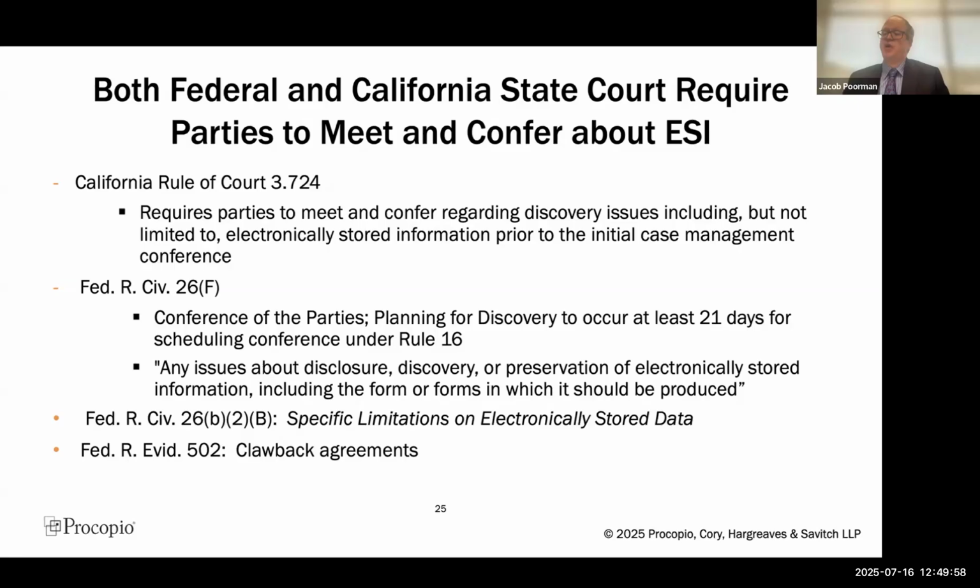Regarding ESI, the parties must also discuss opportunities to reduce cost and increase efficiency and speed, such as by conferring about the methods and technology used for searching ESI, and they must also discuss privilege issues. It is a best practice to memorialize whatever agreements the parties reach regarding ESI in an ESI protocol that can be entered by the court.